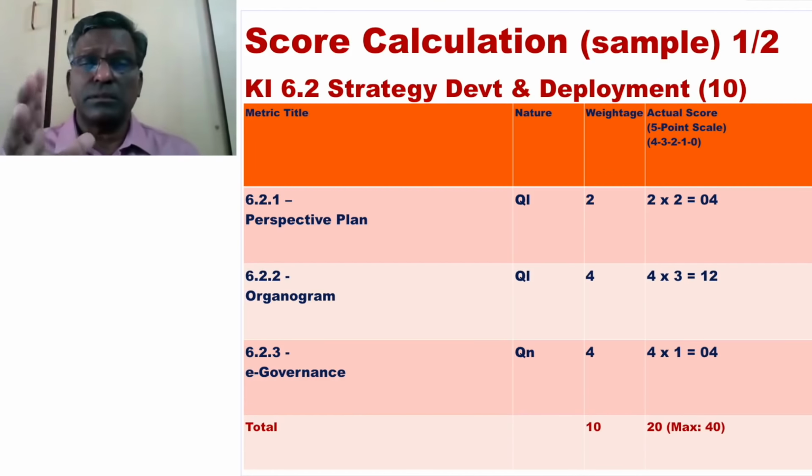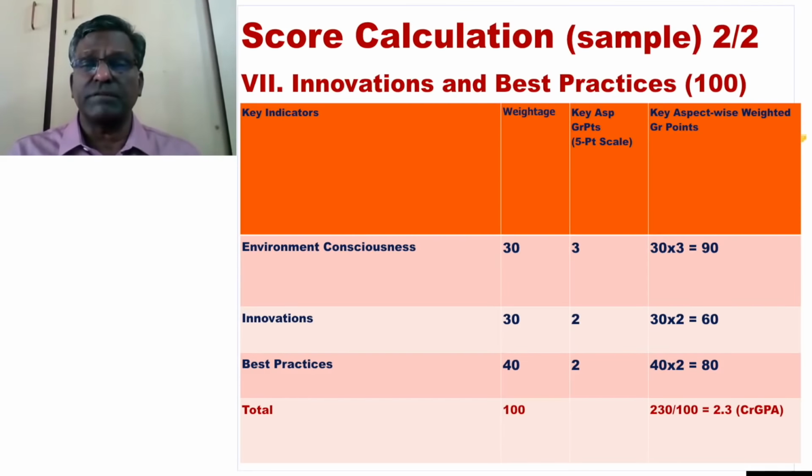Now, the previous slide talked about the calculation of the scores with reference to a particular key indicator. This is with reference to a particular criterion. So this is at a slightly higher level. Okay, so criterion 7, the title is innovations and best practices and the weightage is 100. There are 3 key indicators: environment consciousness, the weightage allotted to it is 30. Innovations, the weightage is 30. Best practices, the weightage is 40.